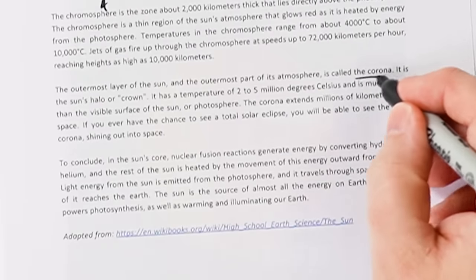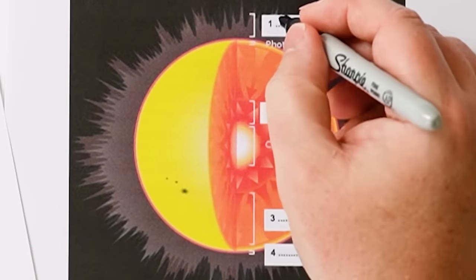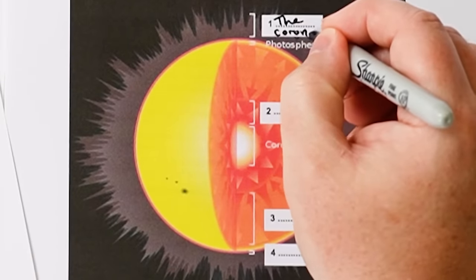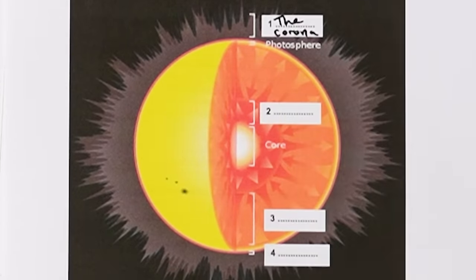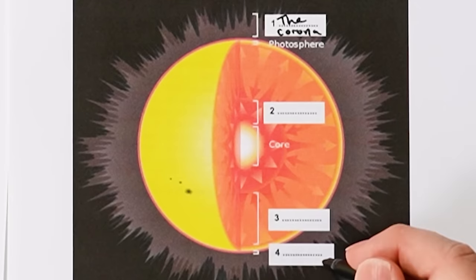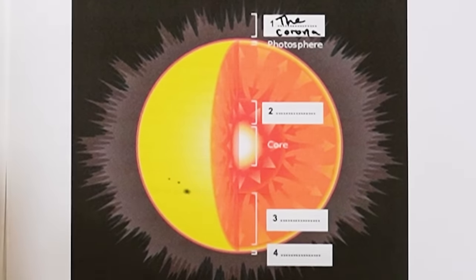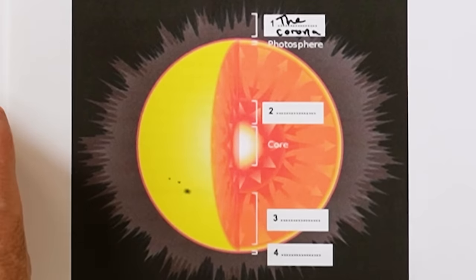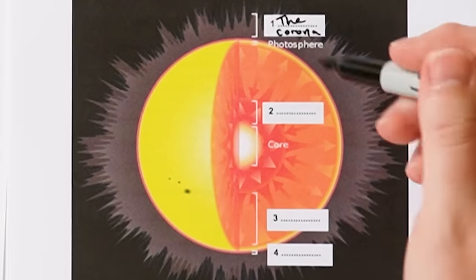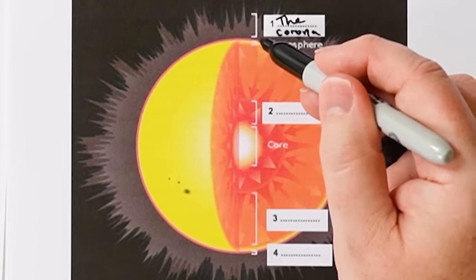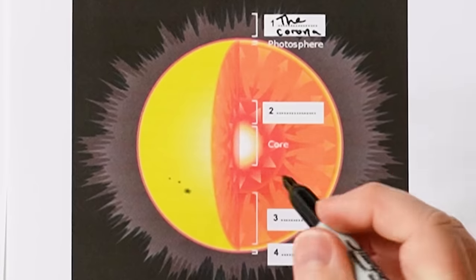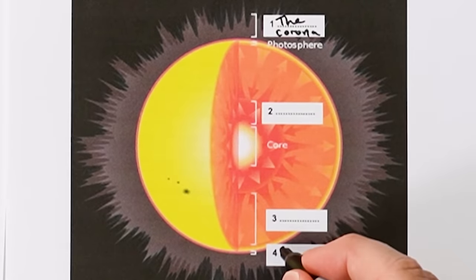This is it. So what is it called? It is called this. So we're going to put the corona, and not the corona that you guys are thinking of. So remember, we found number four. The chromosphere is the zone about 2,000 kilometers thick that lies directly above the photosphere. So the photosphere is here. The pink line is the chromosphere.